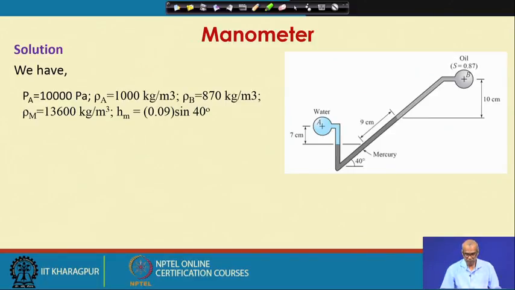What is given is P A is 10,000 pascals, density is 1000 kg per meter cube, its density of water, density of oil is 870 kg per meter cube, density of mercury is 13600 kg per meter cube, and H m is 9 centimeter converted to 0.09 sin 40 degree.